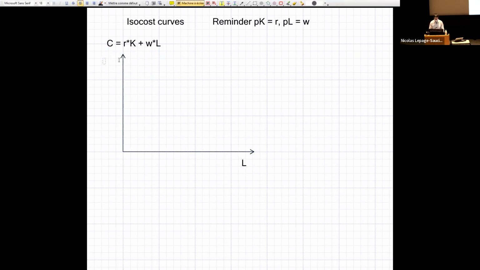It's just that rather than buying stuff I like to consume for myself, I'm buying stuff I need to produce in my firm. And how is this going to look? Is it going to be curved this way or curved that way? Is it going to be curved this way or curved that way? Or maybe curved this way.